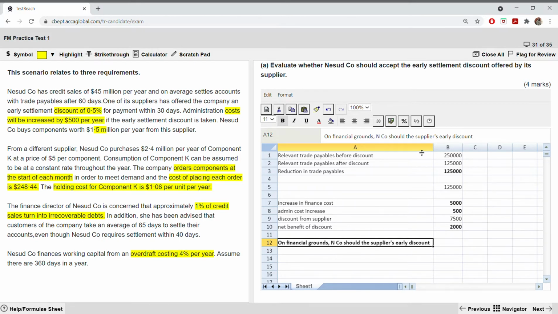Because the question asked whether early settlement discount will be offered or not. You have to say yes, it will be offered, or no, it will not be offered. Either one of these. Based on what? You just cannot say you have to accept, you should not accept. You should say why they should accept or why they should not accept. In this case, they should accept. Why? Based on financial grounds, because there's a net benefit of discount. If it was a net cost, if the cost was higher, then you can say on financial grounds the company should not accept the early discount. But you need to write this. Half a mark is for just stating this one line.